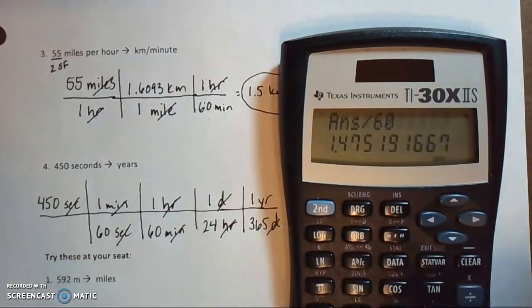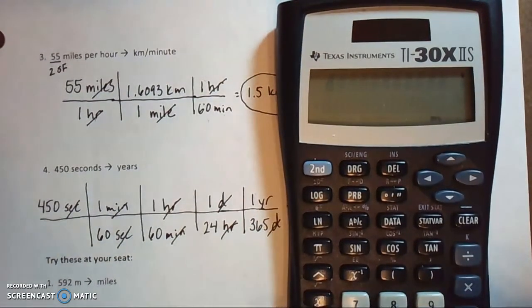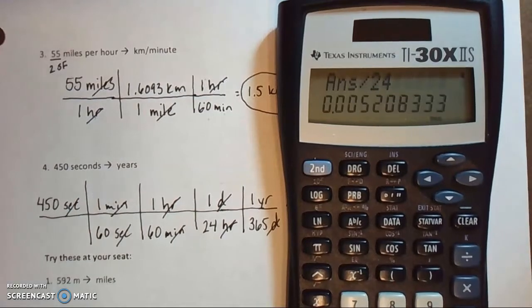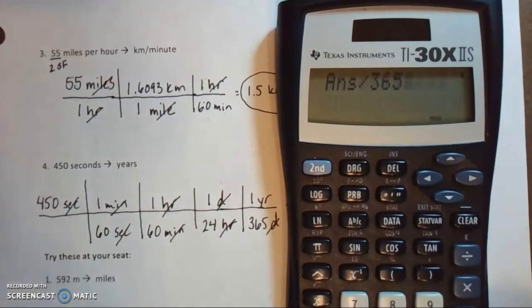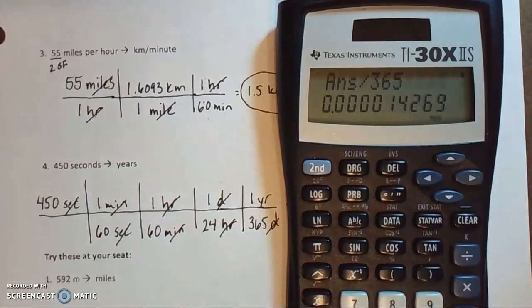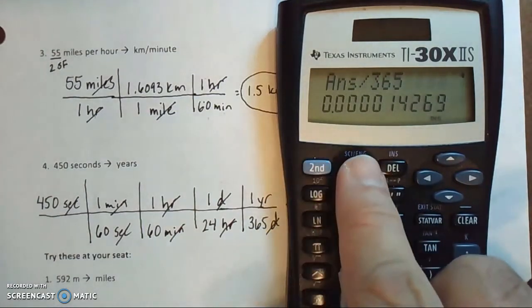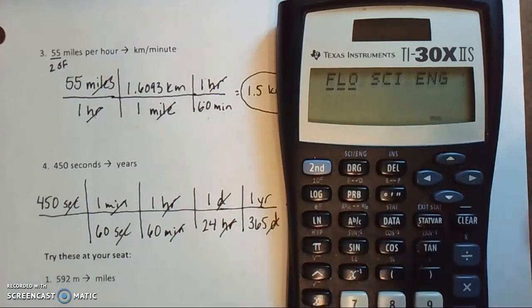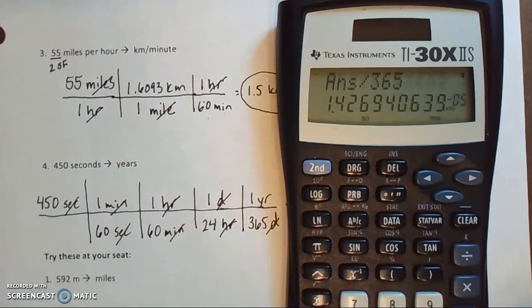So in our calculator, I would put in 450 divided by 60, hit equals. Divided by 60, hit equals. Divided by 24, hit equals. And divide by 365 and hit equals. And if you notice, I get a really small number. I can convert this into scientific notation using our calculator. So I can go up here, see second, and it says sci-eng. If I hit that second button and press that and use the arrow to highlight scientific notation, it puts it into scientific notation for me.